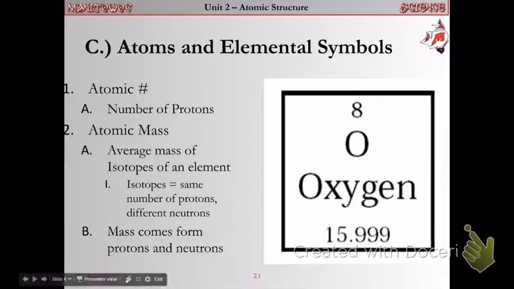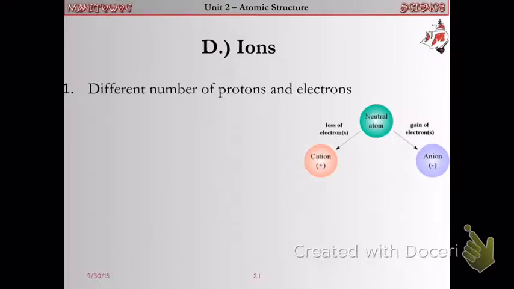All right. So moving on, let's go to ions. Ions are defined as having a different number of protons and electrons. A neutral atom is defined as having the same number of electrons and protons. So if you have 7 protons, you have 7 electrons.